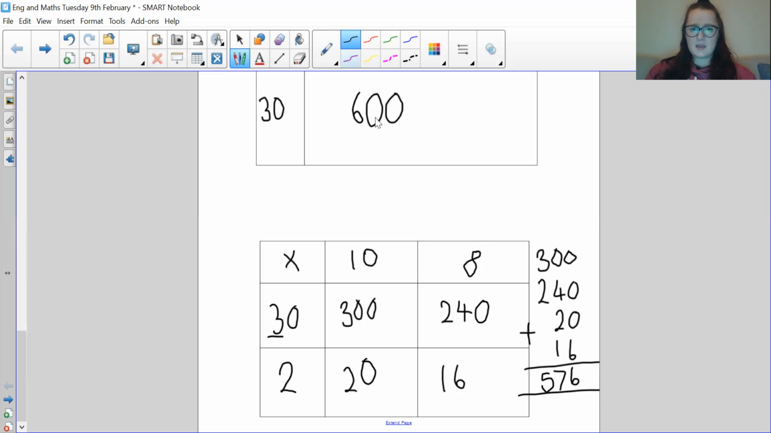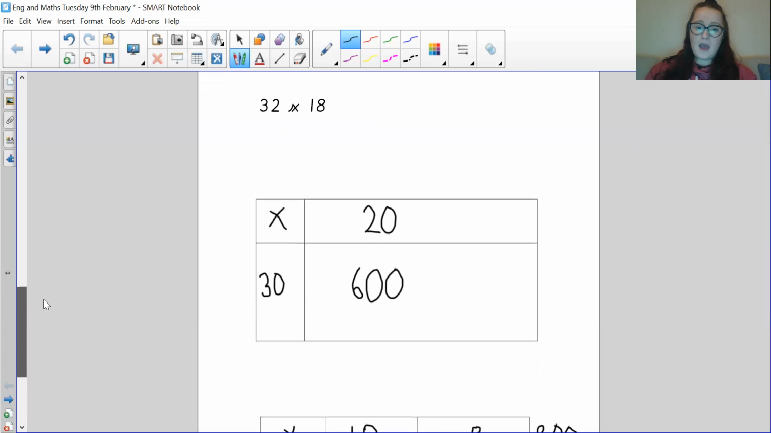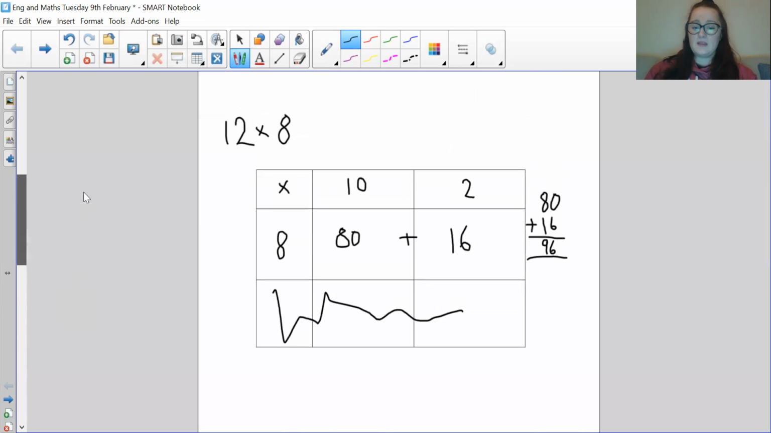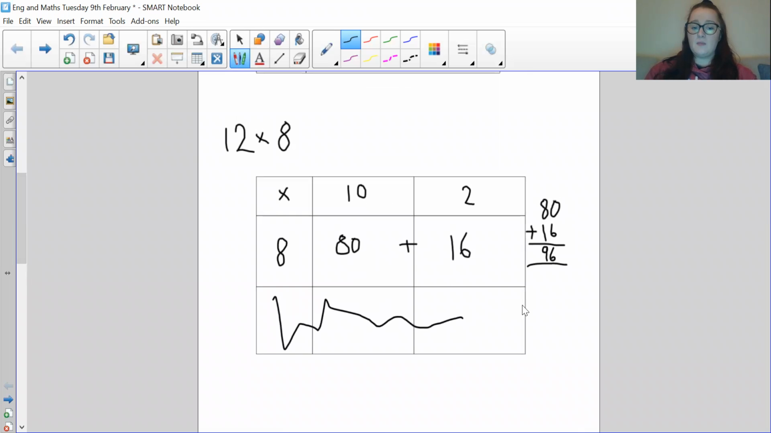Look how close I am to my estimation. My estimate was 600 and my actual answer was 576. So I'm only actually 24 away. So that's why it's really good sometimes to do an estimate. And this is how you can work it out. You are going to be looking more at this way today, year 3, ignoring that bottom box.